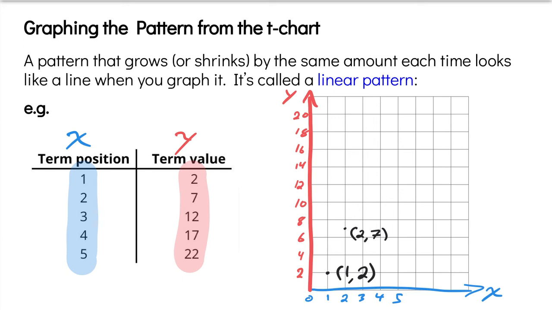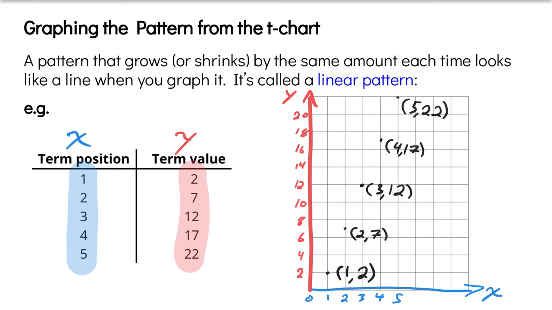Next I'm looking over here at 3 and 12. So I move over to 3 and I go up to 12, and there it is right there. 3, comma, 12. That's my ordered pair. Then I look at 4, 17. So I go over to 4 and I go all the way up to 17, which will be there. 4, 17. And I label it. And finally at 5 and 22. Right there. 5, comma, 22.